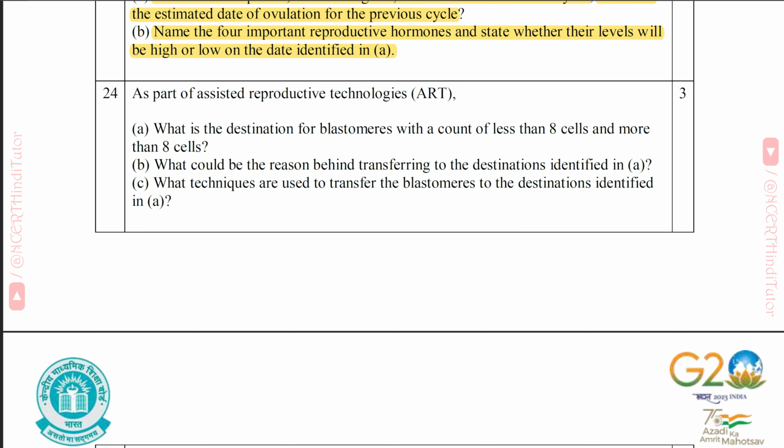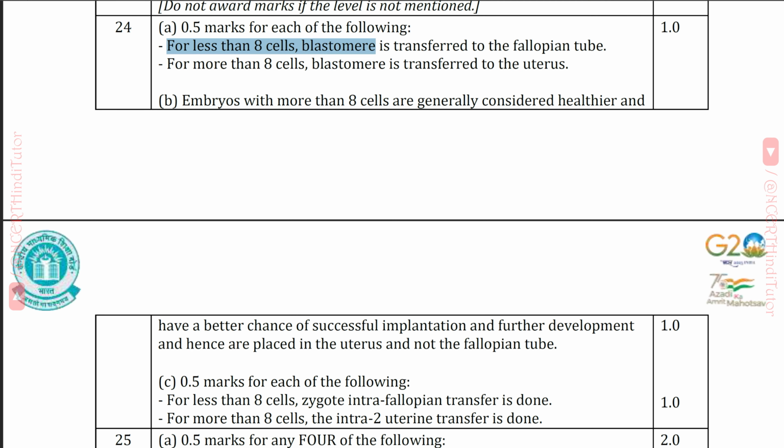Question 24. As part of assisted reproductive technologies, ART, A. What is the destination for blastomeres with a count of less than 8 cells and more than 8 cells? Answer. For less than 8 cells, the blastomere is transferred to the fallopian tube. For more than 8 cells, the blastomere is transferred to the uterus.